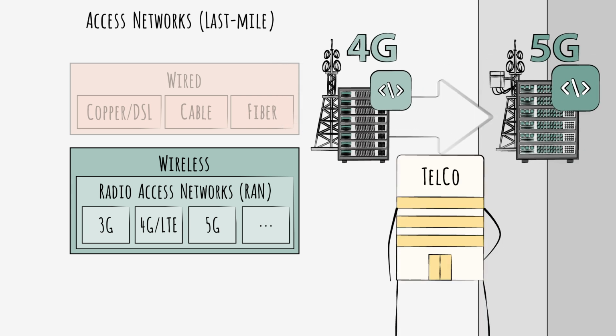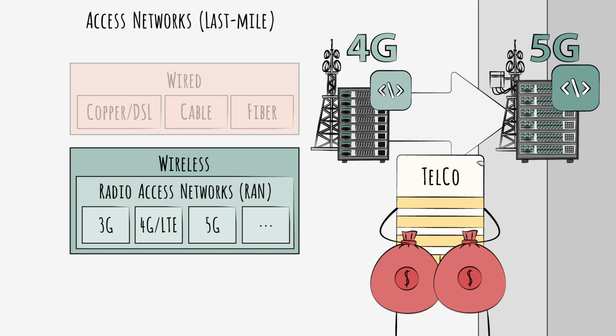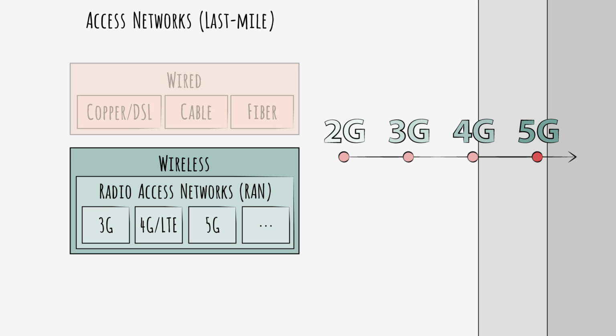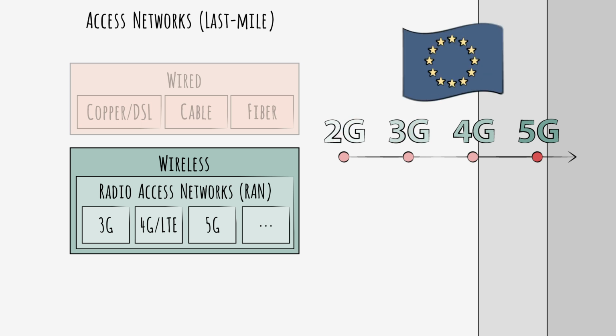For telcos, the move to each next generation requires a costly rollout, and usually a period of running multiple networks simultaneously. Older networks are typically phased out eventually, but in some cases, like in parts of Europe, 2G and 3G networks are still maintained, acting as a fallback system for voice calls.